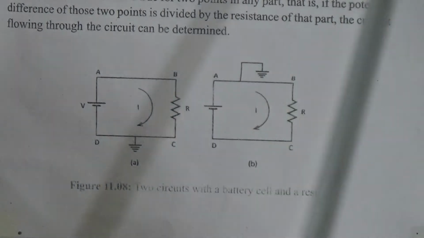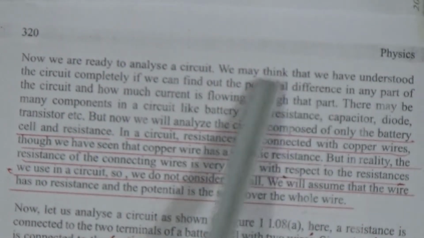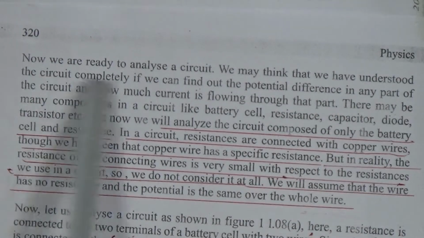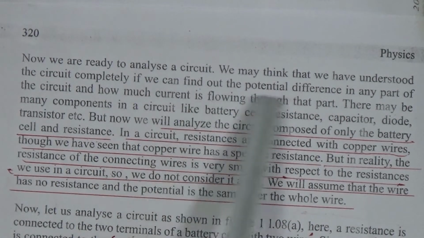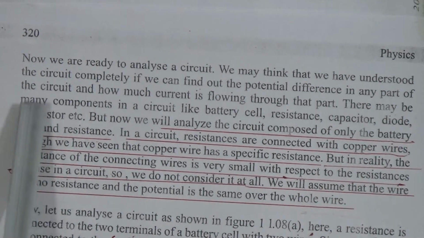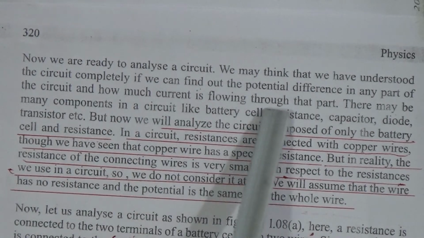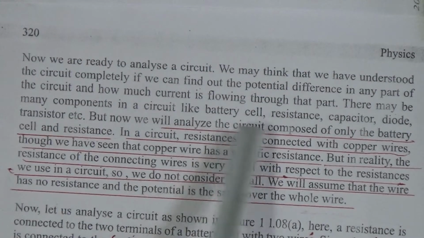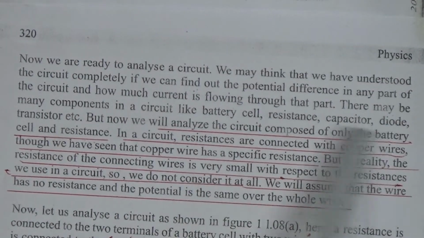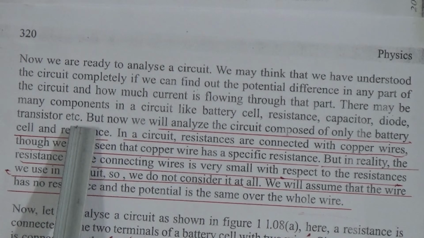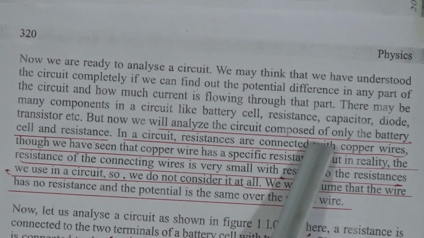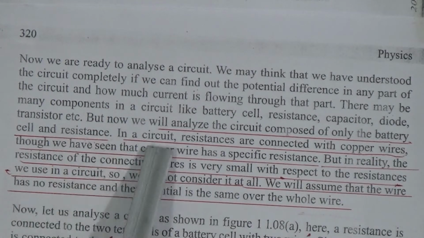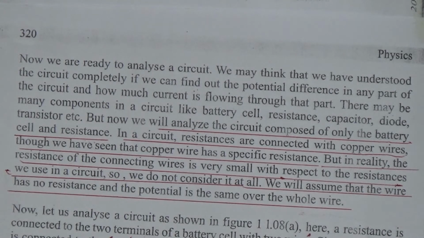Now we are ready to analyze a circuit. We may think that we understand the circuit completely if we can find out the potential difference in any part of the circuit and how much current is flowing through the part. There may be many components in a circuit, like battery, cell, resistance, capacitor, diode, transistor, etc. But now we will analyze the circuit composed of only battery, cell and resistance.